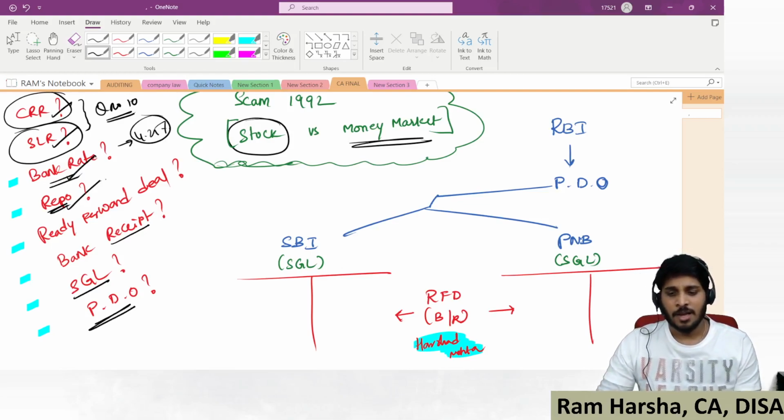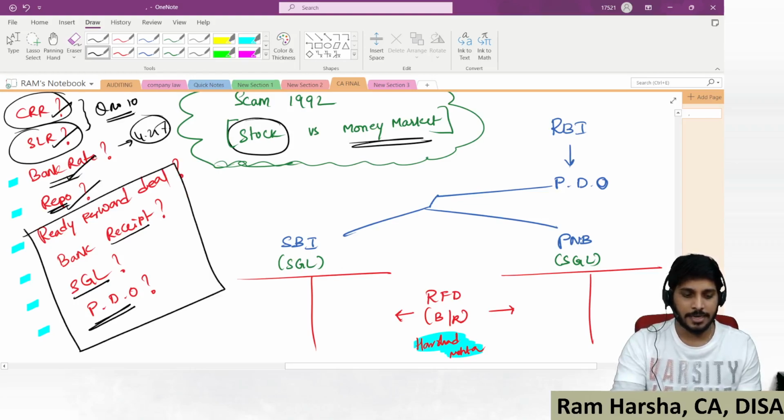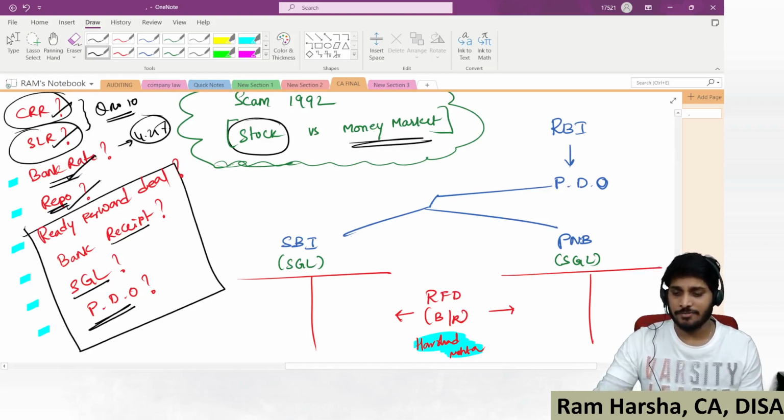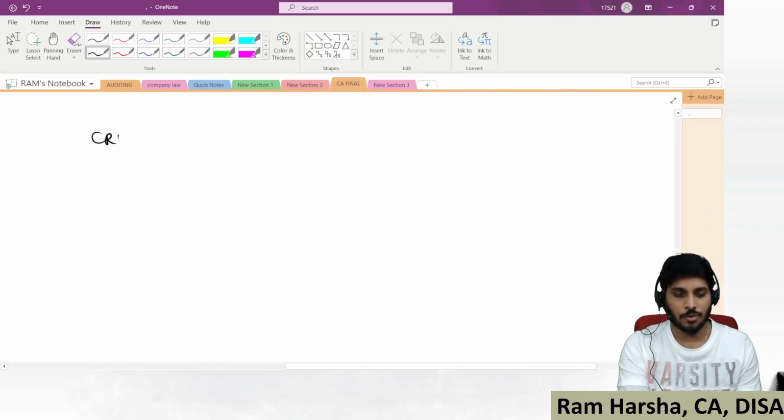Fine. Now before I enter into these terms, what is a ready forward deal, what is a bank receipt, what is SGL, what is the public debt office, I want to clarify two important things. First of all, what is CRR, what is SLR?